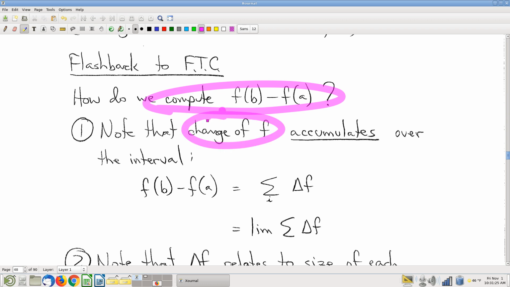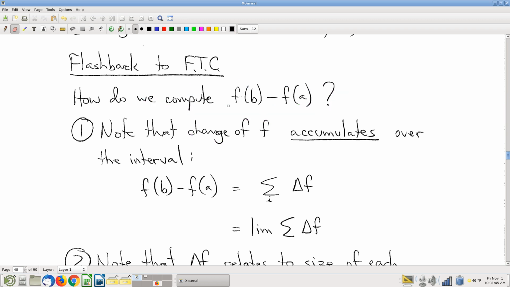Seems like a lot of trouble to go to, right? If I want to know the difference between f of A and f of B, how about you just subtract? Wouldn't that be easy, right? But weird though it may seem, unnatural, counterproductive though it may seem, I'm going to try to understand change as an integral.